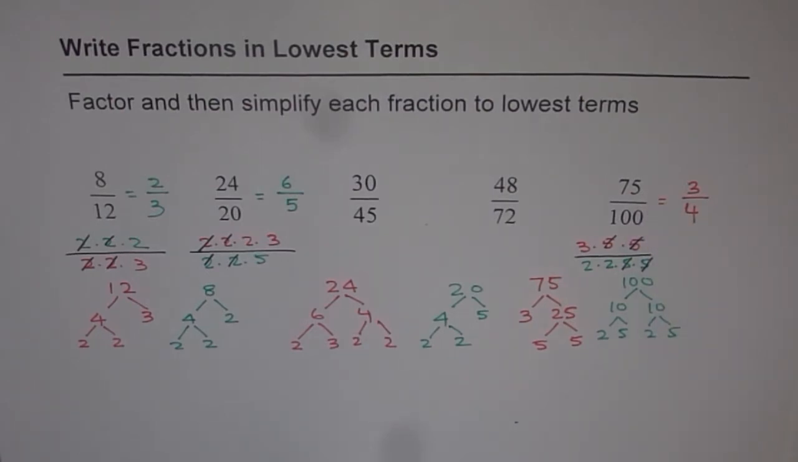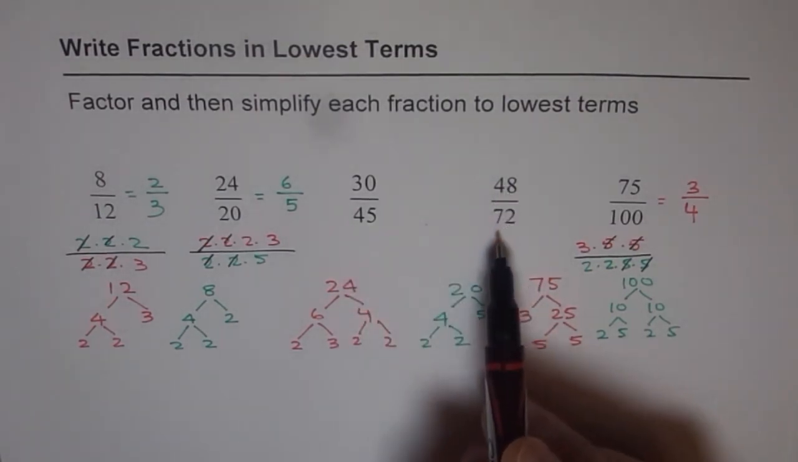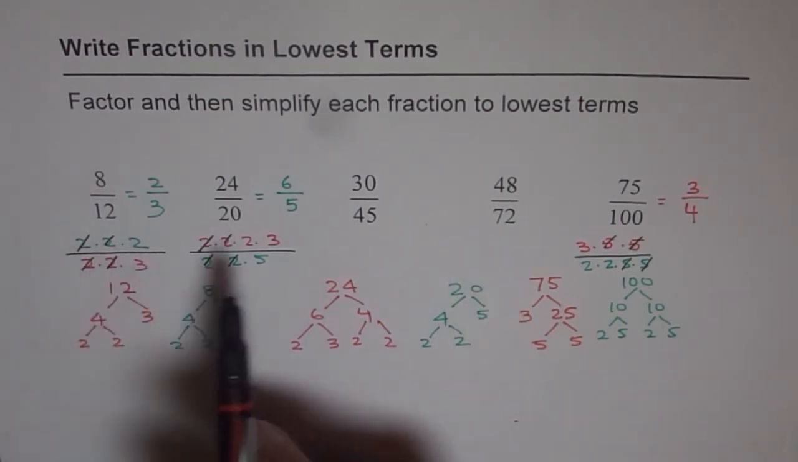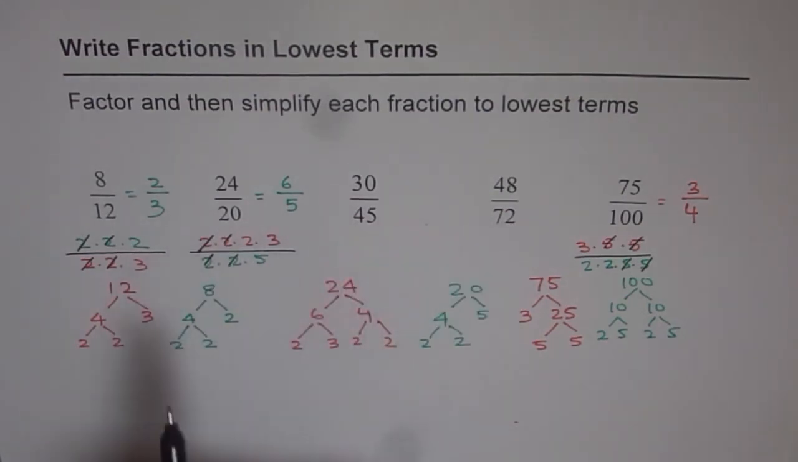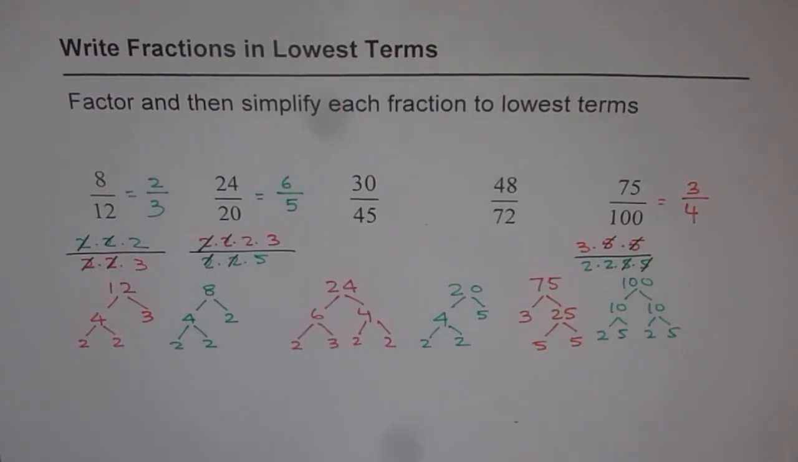I hope you have understood the technique of simplifying fractions, right? Now apply this technique of prime factorization and then simplify 30 over 45 and 48 over 72 also. That will be great fun. You can also repeat what I have done. That means copy this question, do prime factorization and write as I did, and then simplify them and write these fractions in lowest terms. Thank you.